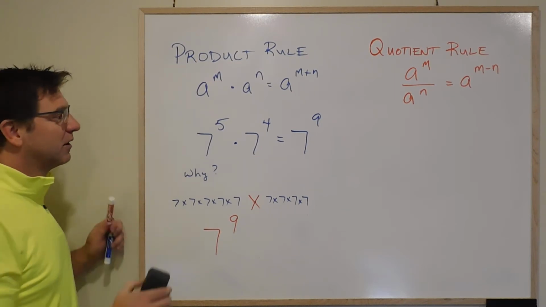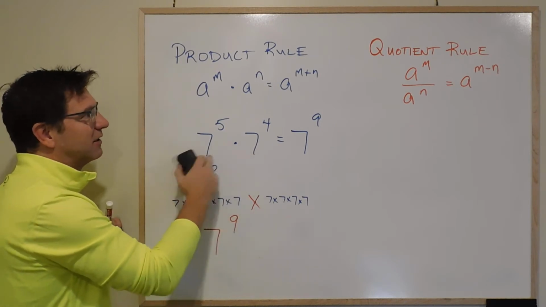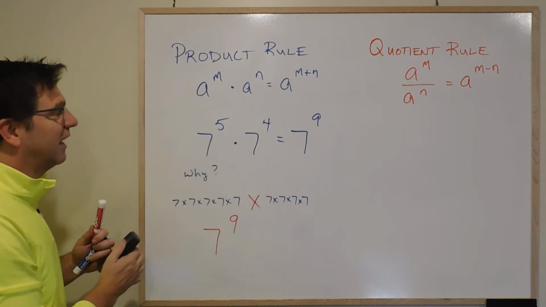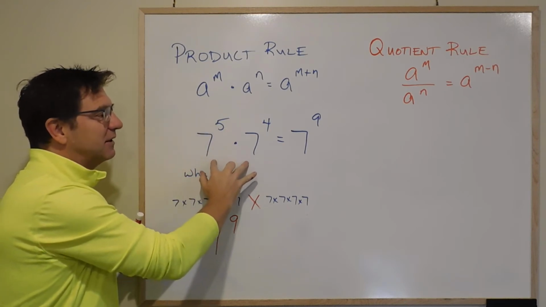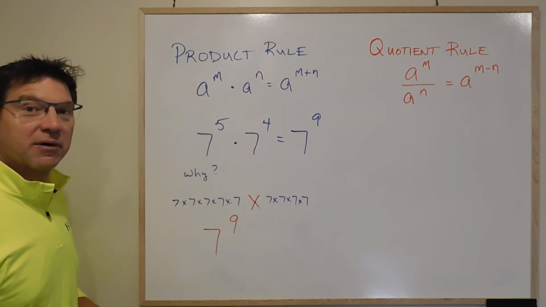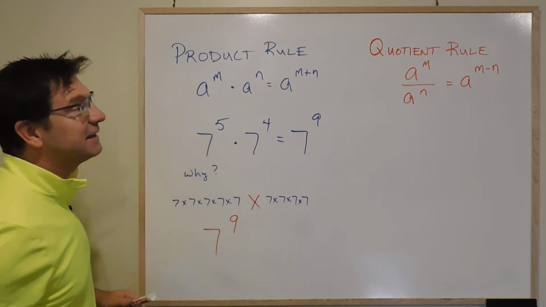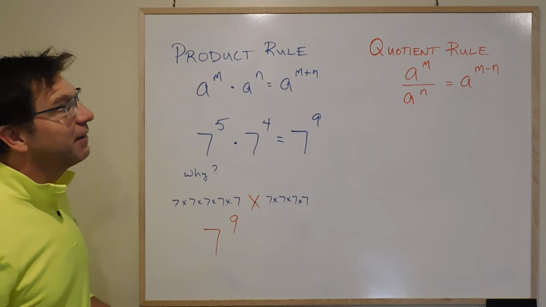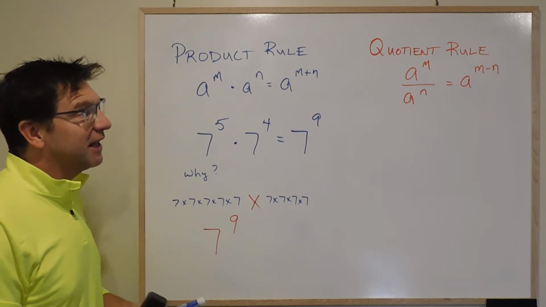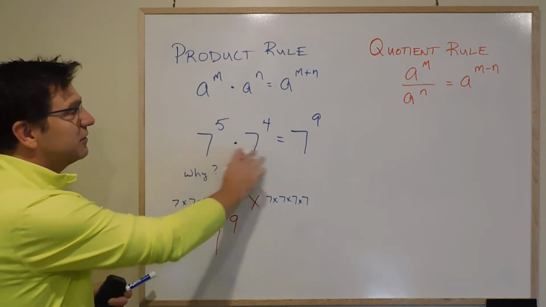But it only works if these bases are the same, right? Remember the earlier slide? You got the base and the exponent. The two bases need to be the same for the product rule to work. It's the same thing with the quotient rule, only it's division. Okay, the bases need to be the same. Right? So we'll use the same numbers here.